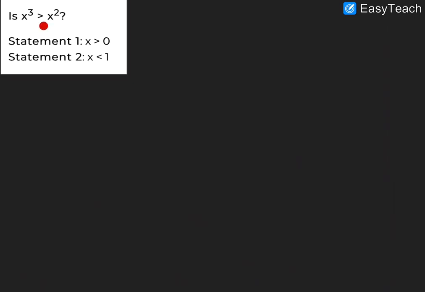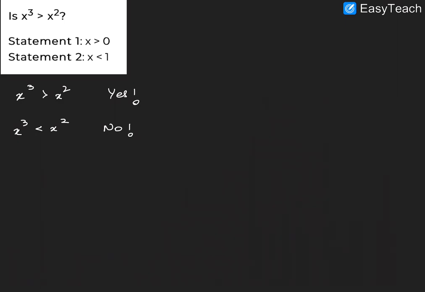First, with respect to a data sufficiency question, we need to understand the situations when we are going to accept the statements and when we are going to reject them. When x cube is greater than x square, yes, we want to accept it. That is what the question is really seeking out. When x cube is less than x square, nope, we are not going to accept it. It's a rejection.